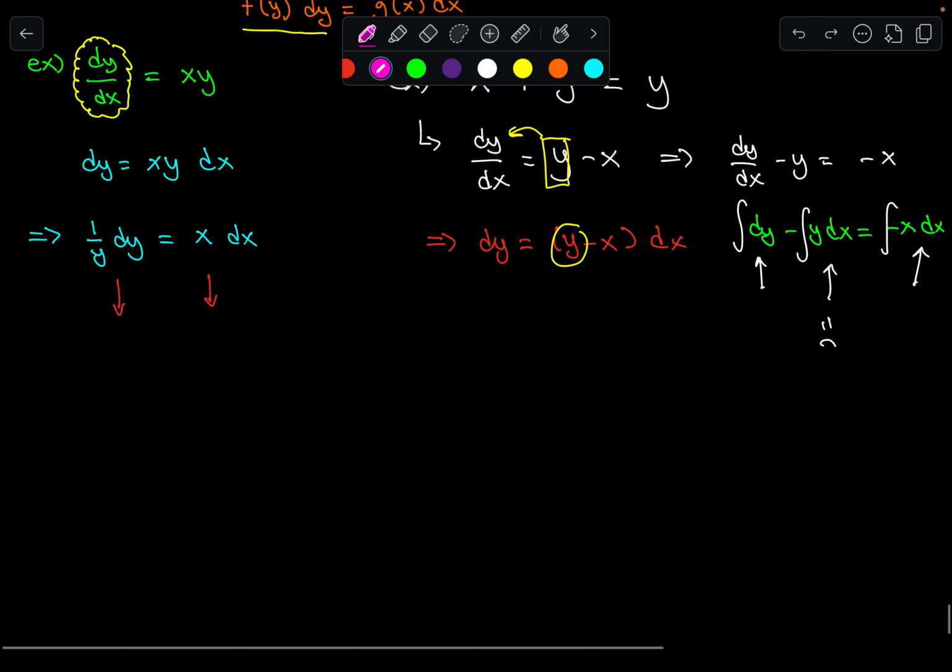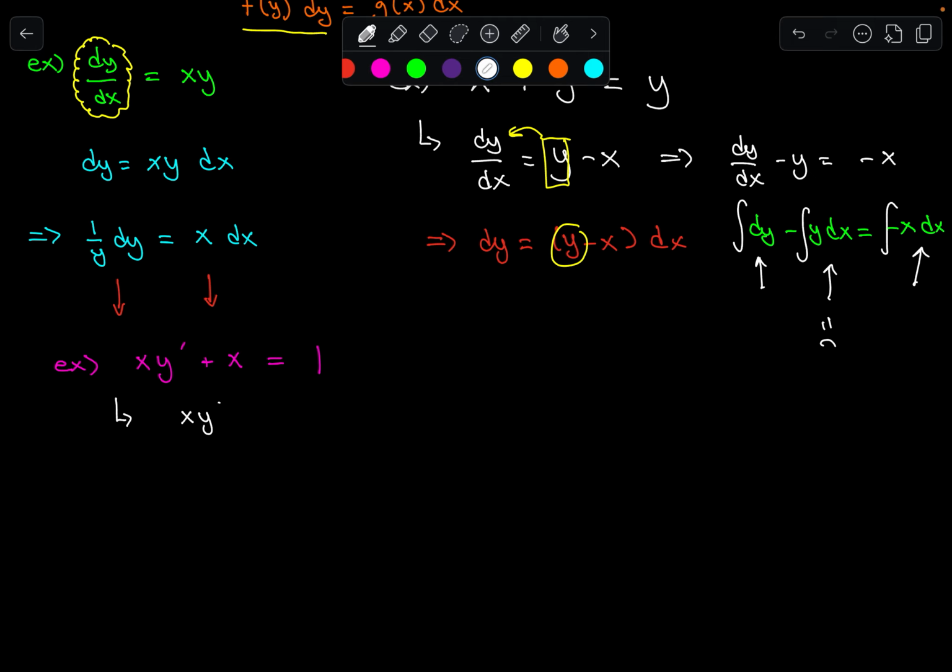Maybe one more example. I think I'll throw in one that usually is tricky. What if I have something like x y prime plus x is equal to, let's do, 1. Okay, so is this separable or not? If we try this one, x y prime is equal to 1 minus x.